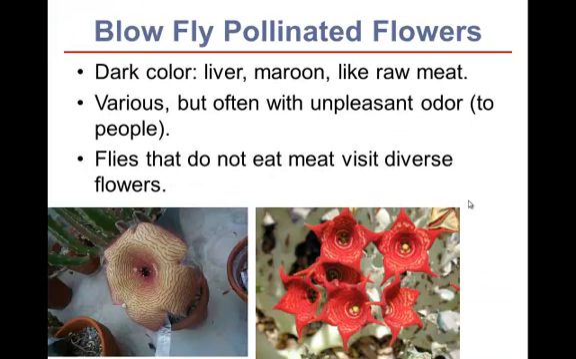Another example would be fly-pollinated flowers. These will be a dark color like raw meat, maybe kind of a liver or maroon color, but sometimes they have an odor that smells like decomposition, trying to attract these flies. And there are other families of flies besides blowflies, which of course want to visit dead animals and carrion. But other flies that don't eat meat, they can visit all sorts of flowers.